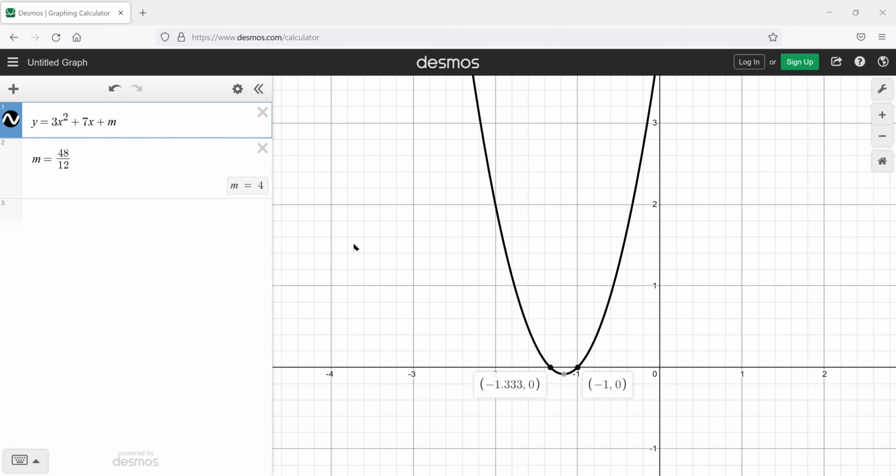So that would be m is less than 49 over 12? Yes, yes.